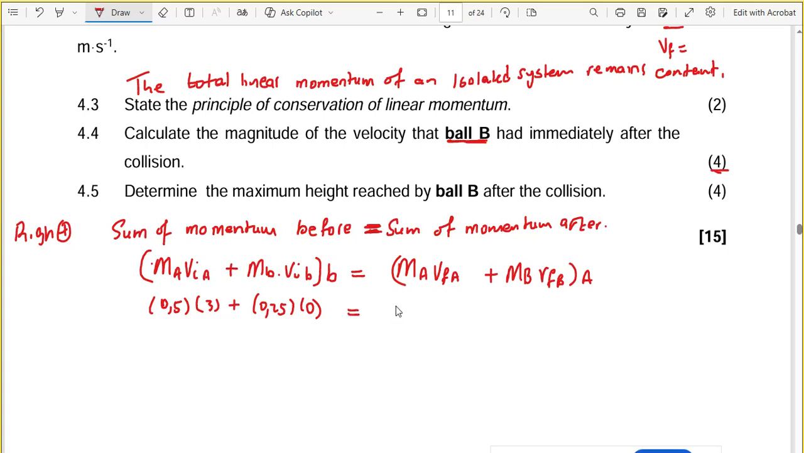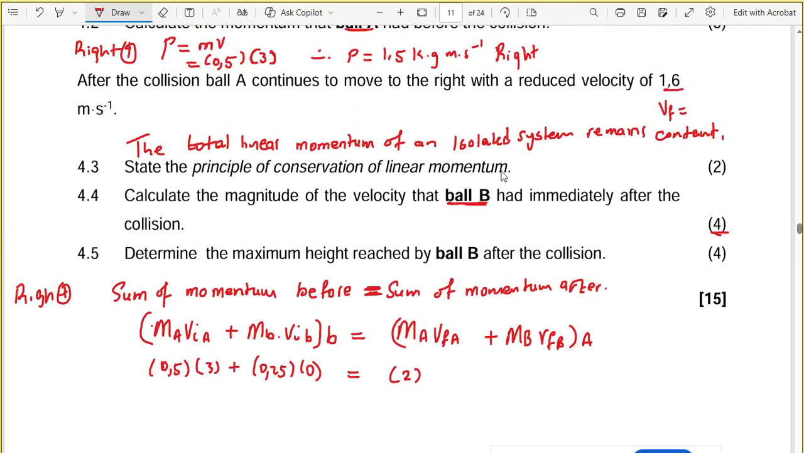Then we equate this to the mass after the collision, this is 2. And then they said that after the collision, ball A has a final velocity of 1.6. So this will be the final velocity of A, which is 1.6, plus the mass of that, which is 0.25. And we are looking for what? We are looking for the velocity of ball B after the collision. So I'm just going to leave this as the velocity of B, the V final B.